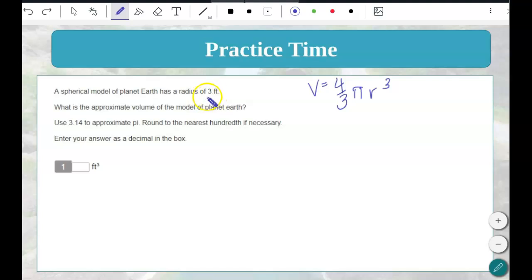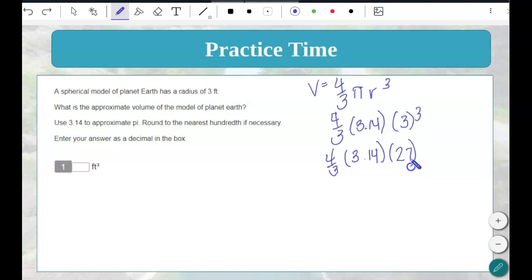A spherical model of planet Earth has a radius of 3 feet. What's the approximate volume of the model of planet Earth? So here we go. 4/3, we are using 3.14 for pi, and we're going to cube 3. You can use your calculator. 3 to the third power is just 3 times 3 times 3, which is 27. We're going to continue simplifying that: 3.14 times 27.